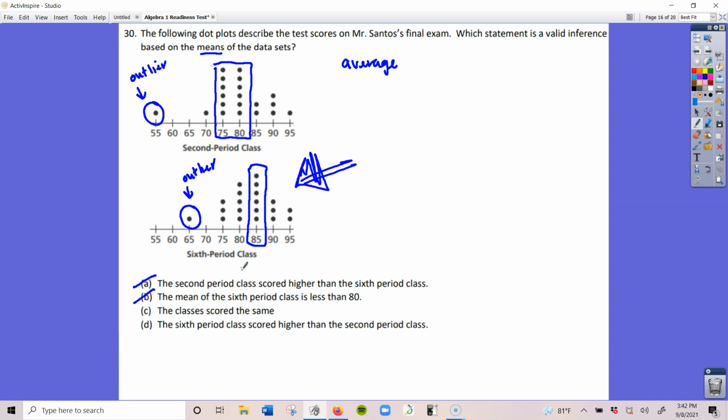The classes scored the same. Clearly they did not. The sixth period did better. So final answer, the sixth period class scored higher, which that's the one that would be our answer.